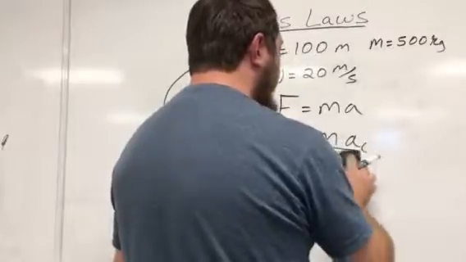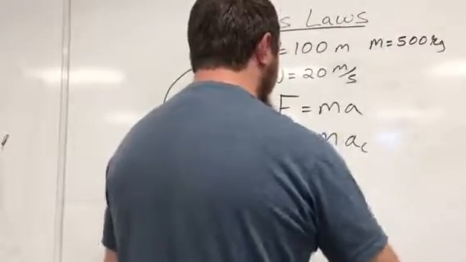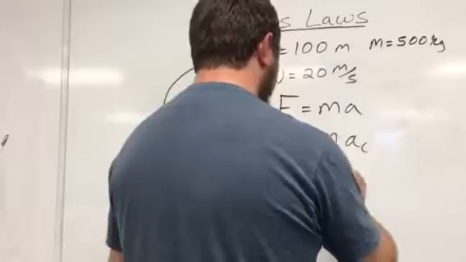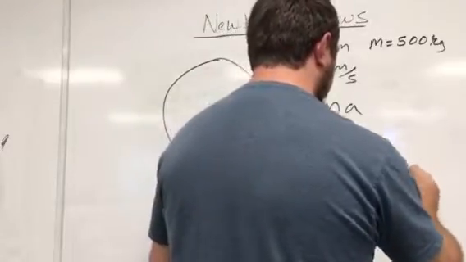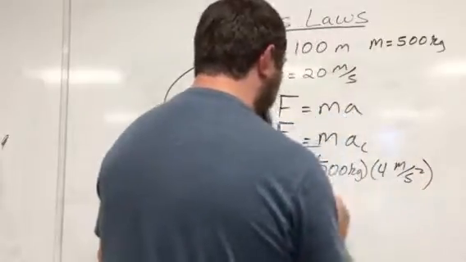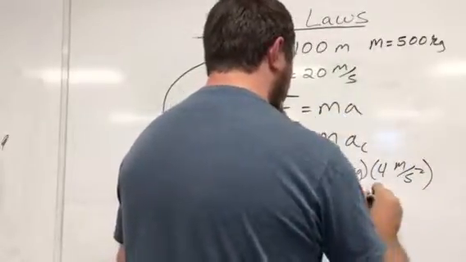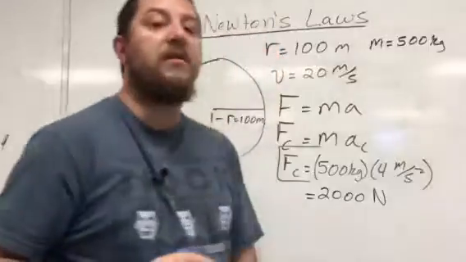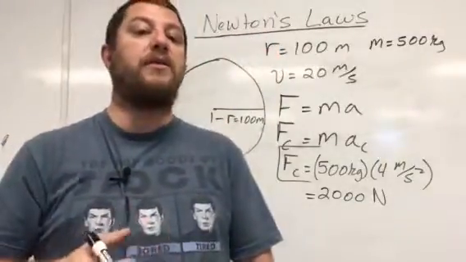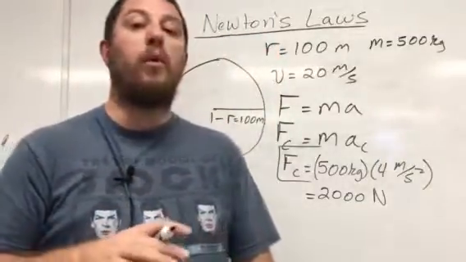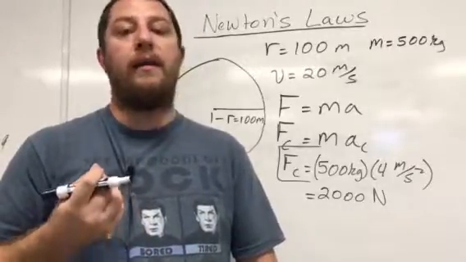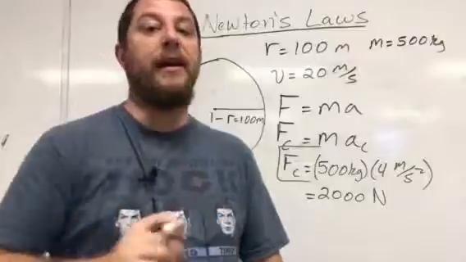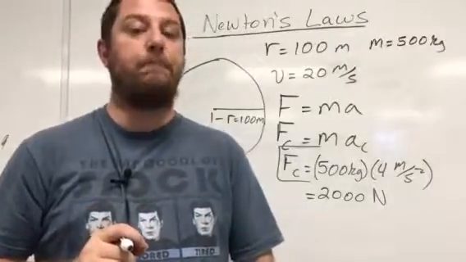So all I now have to do is take my 4 meters per second squared and multiply that by my 500 kilograms, and I get 2,000 newtons. All right. So the centripetal force on my car is going to be 2,000 newtons, which we found was more than what the engine itself was supplying when the car was accelerating at 3 meters per second squared.